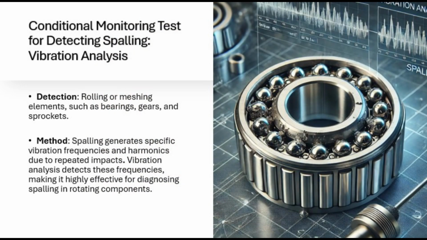To identify spalling effectively, several condition monitoring techniques can be used, each suited to different types of components and stages of spalling. First, vibration analysis is often the primary method, especially for components like bearings, gears, and sprockets. Spalling creates distinct vibration frequencies and harmonics from repeated impacts. By analyzing these frequencies, vibration analysis can catch spalling in rotating parts. Advanced techniques, like envelope detection, can even pick up early-stage spalling by focusing on high-frequency impacts.